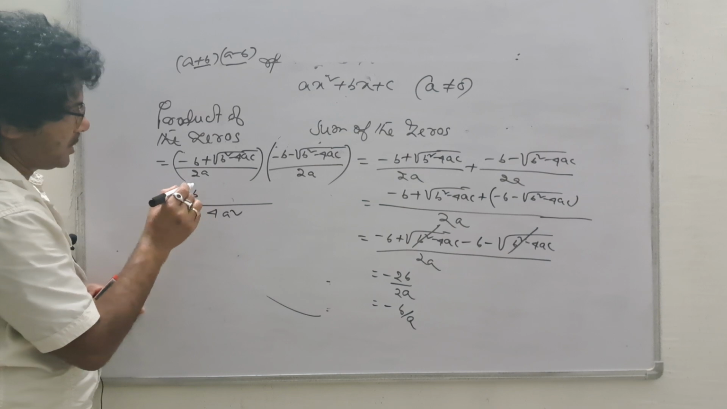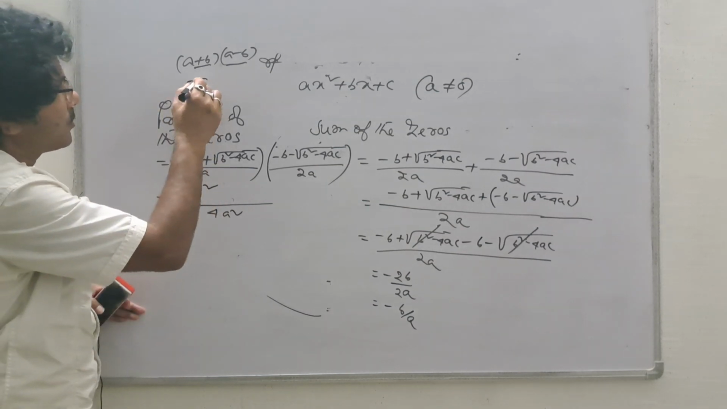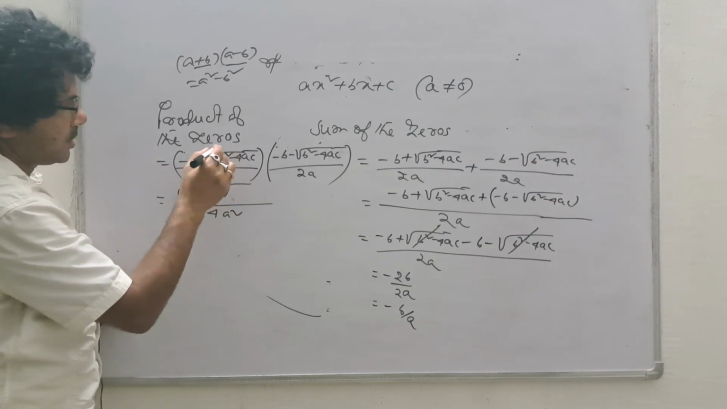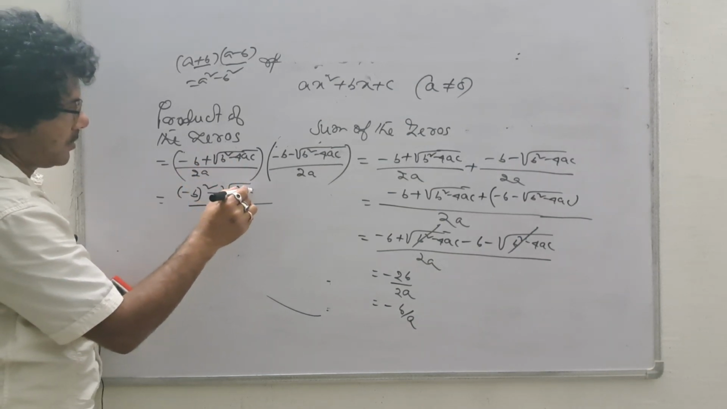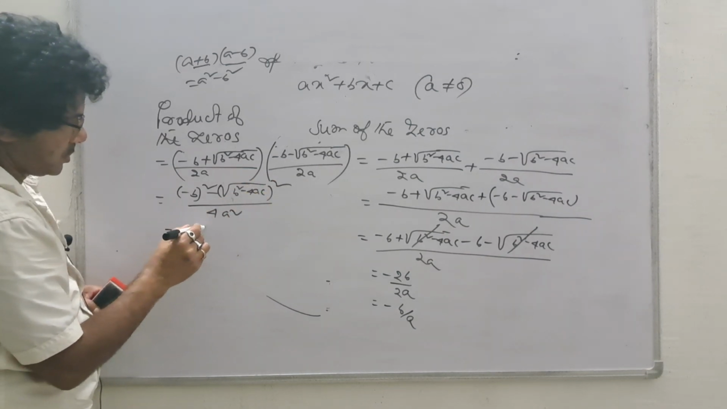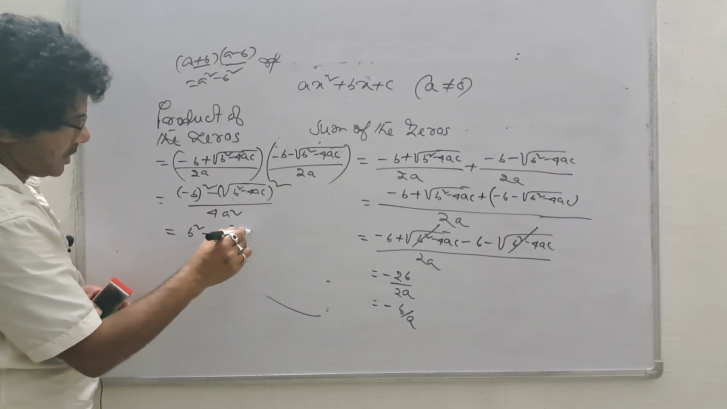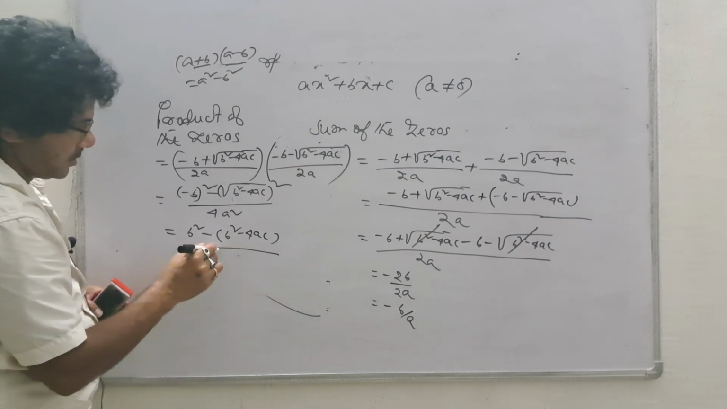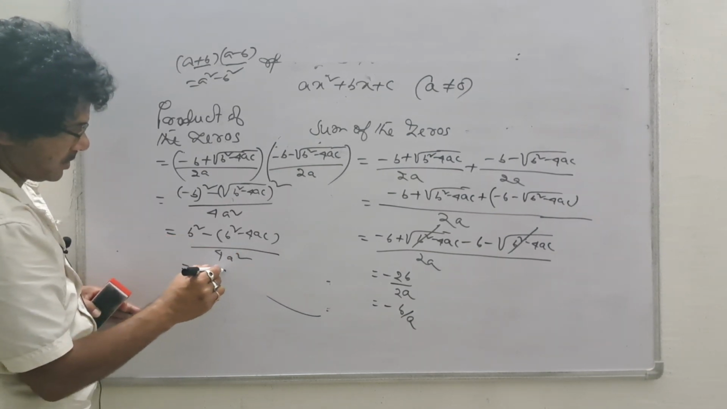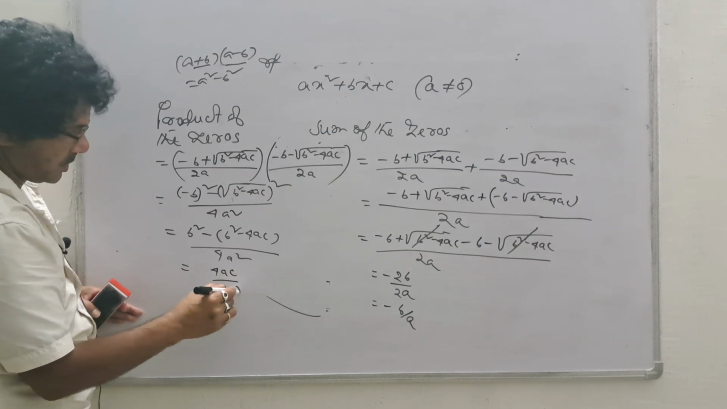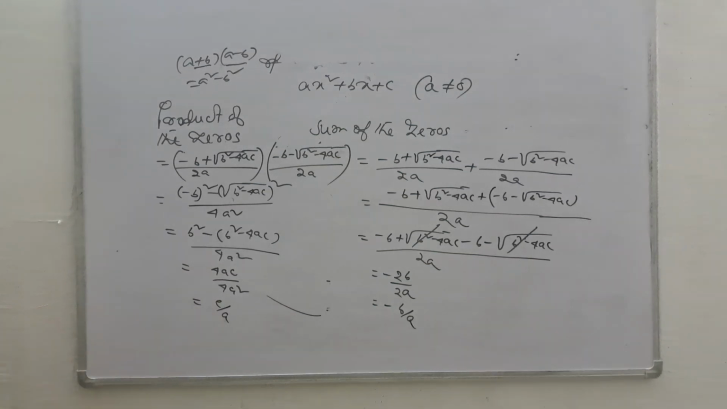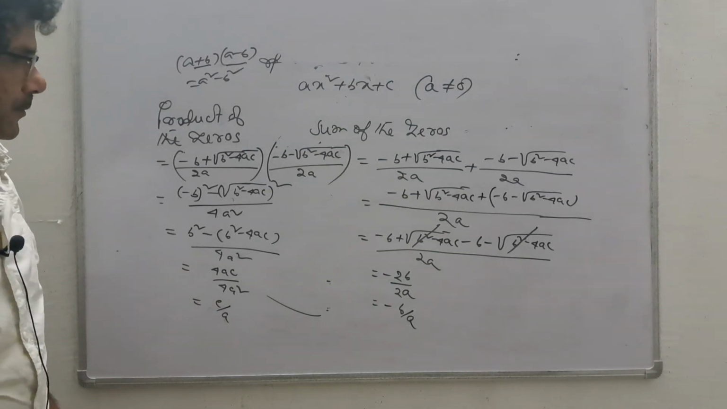So this is a, minus b is a, so the formula is a squared minus b squared. So a squared minus b squared. Here, 4a squared, b squared cancel, so ultimately 4ac by 4a squared, so cancelling you are getting c by a. So the product of the zeros you are getting c by a.